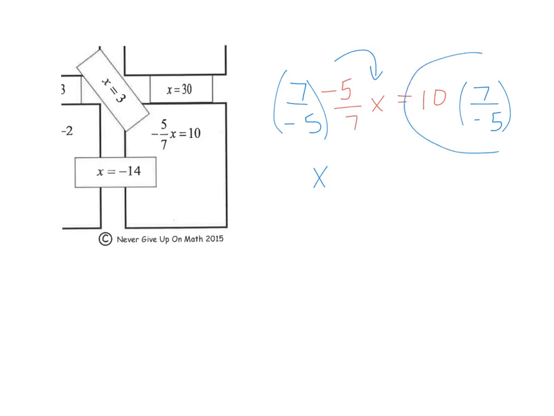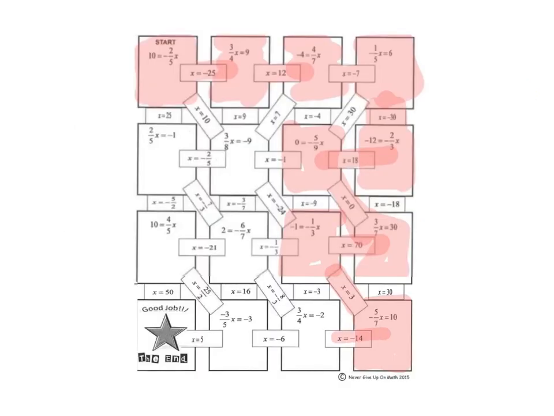Over here on this side, I'm going to make this 10 a fraction. I'm going to do some cross-canceling. 5 goes into 5 once. 5 goes into 10 twice. Multiplying the numerator times the numerator, I would get 14. Denominator times the denominator over negative 1, which is the same as negative 14. So we are going straight over to the left.